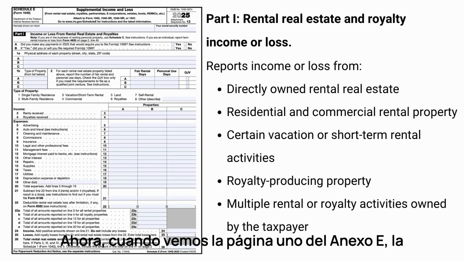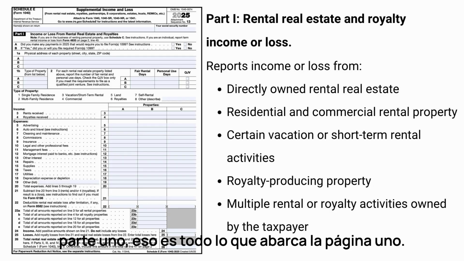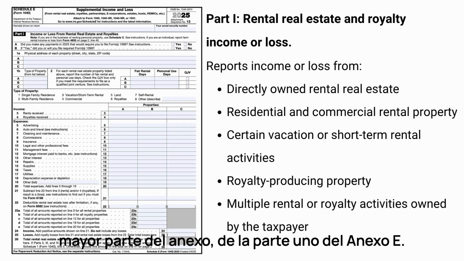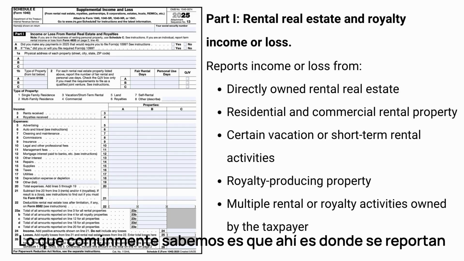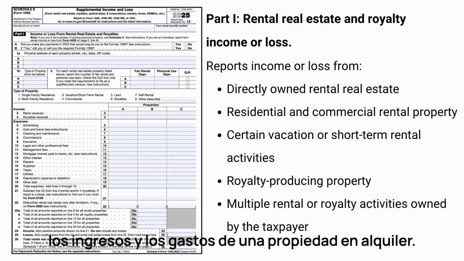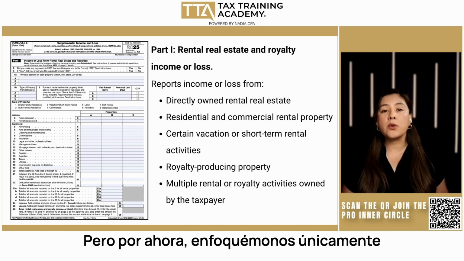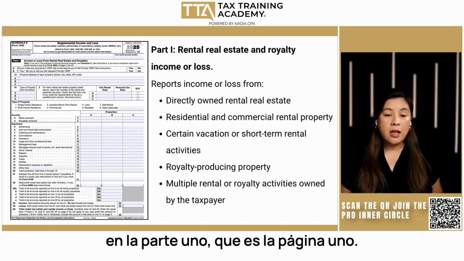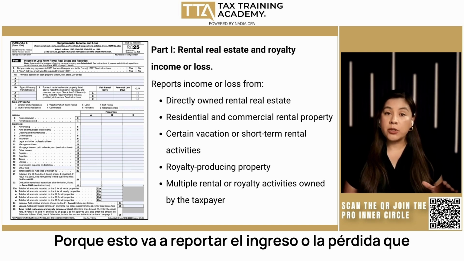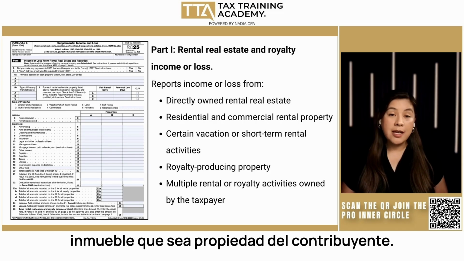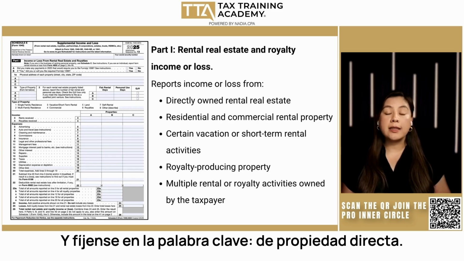Now, when we look at page 1 of Schedule E, part 1, that's all that encompasses page 1. We're going to learn later, page 2 has other parts that are covered, but this just gives you the majority of part 1 of Schedule E. What we commonly know is where you report a rental property's income and expenses. Yes, page 2 is going to report other types of income, but for now, let's just focus on part 1, which is page 1. Because what does this do? It's going to report the income or the loss that comes directly from any kind of real estate that the taxpayer owns. And watch for the key word, directly owned.